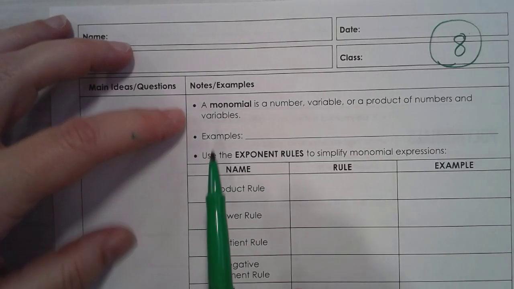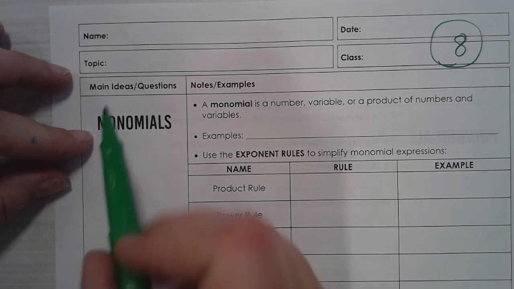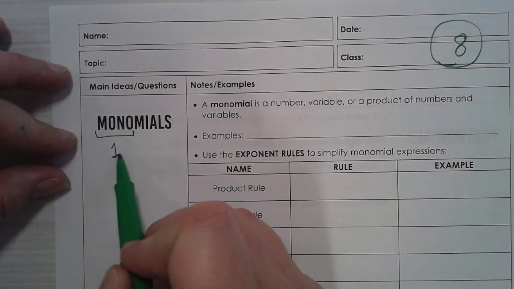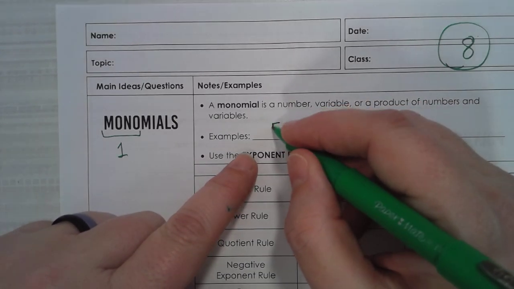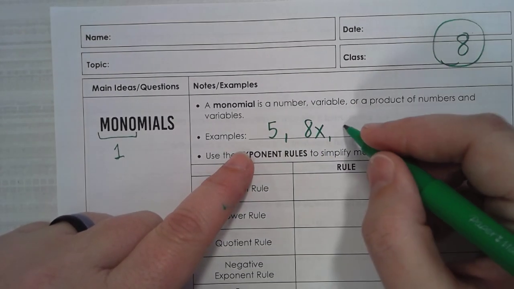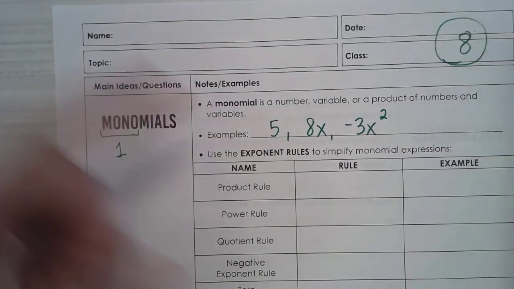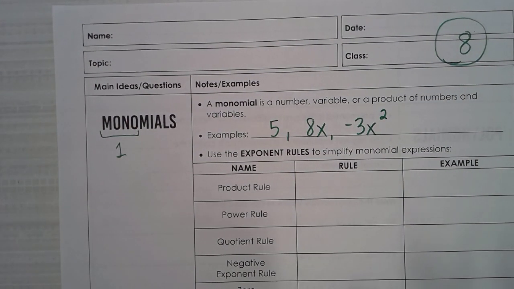Okay, so we're going to talk about monomials. Mono means 1. So this means something that only has one term. So like the number 5, 8x, negative 3x squared. All of those are monomials. They're just one term. Because things that are more than one term are going to be separated by a plus or a minus sign, right?